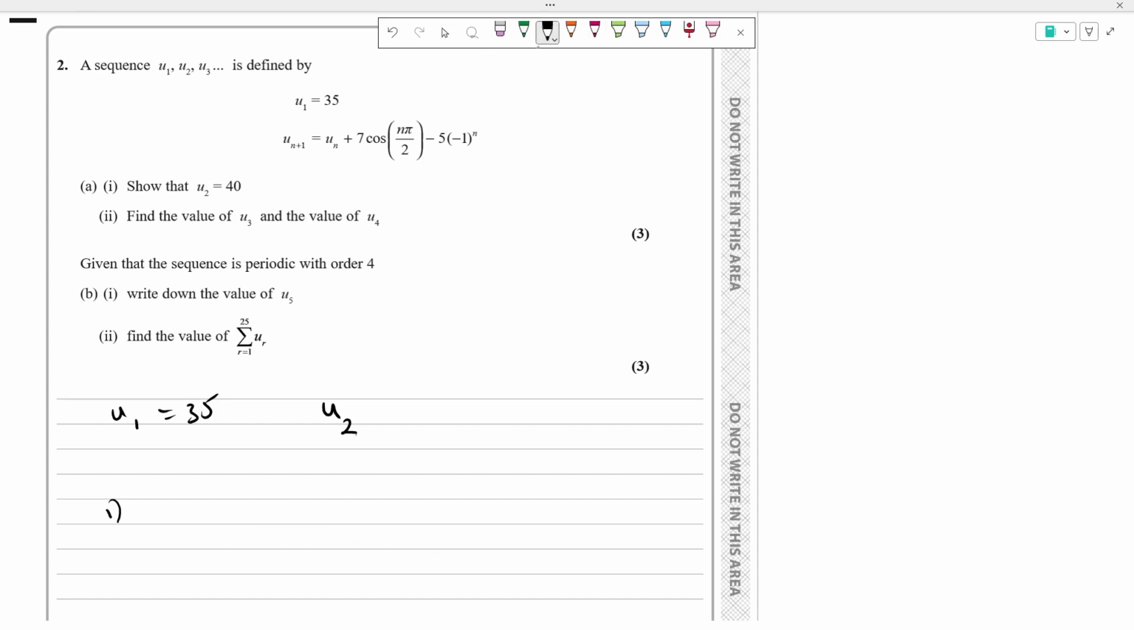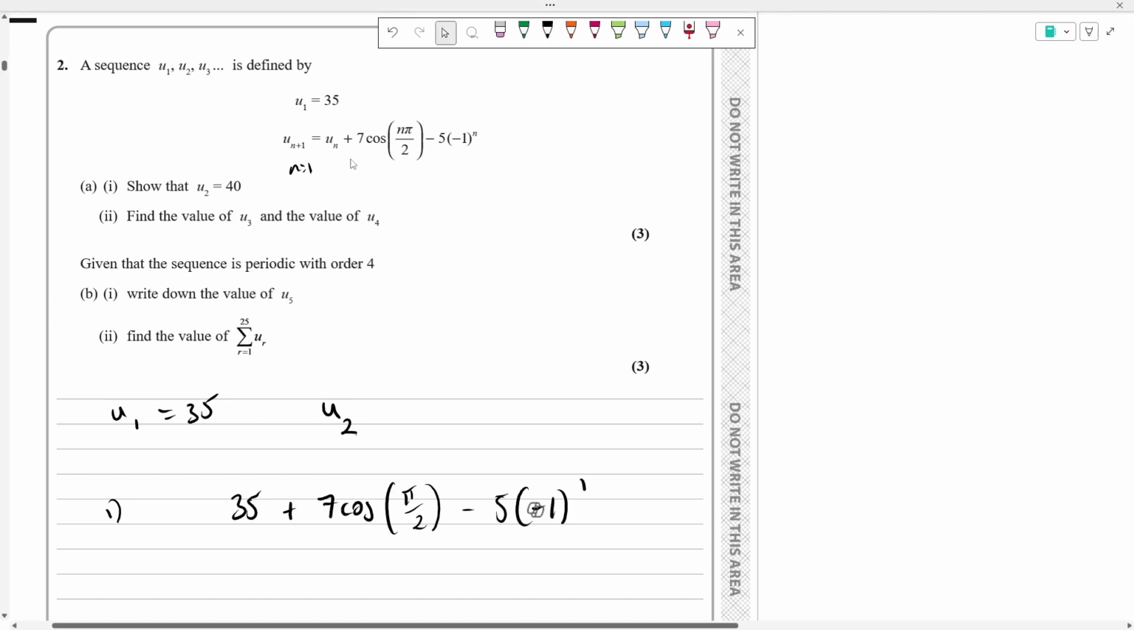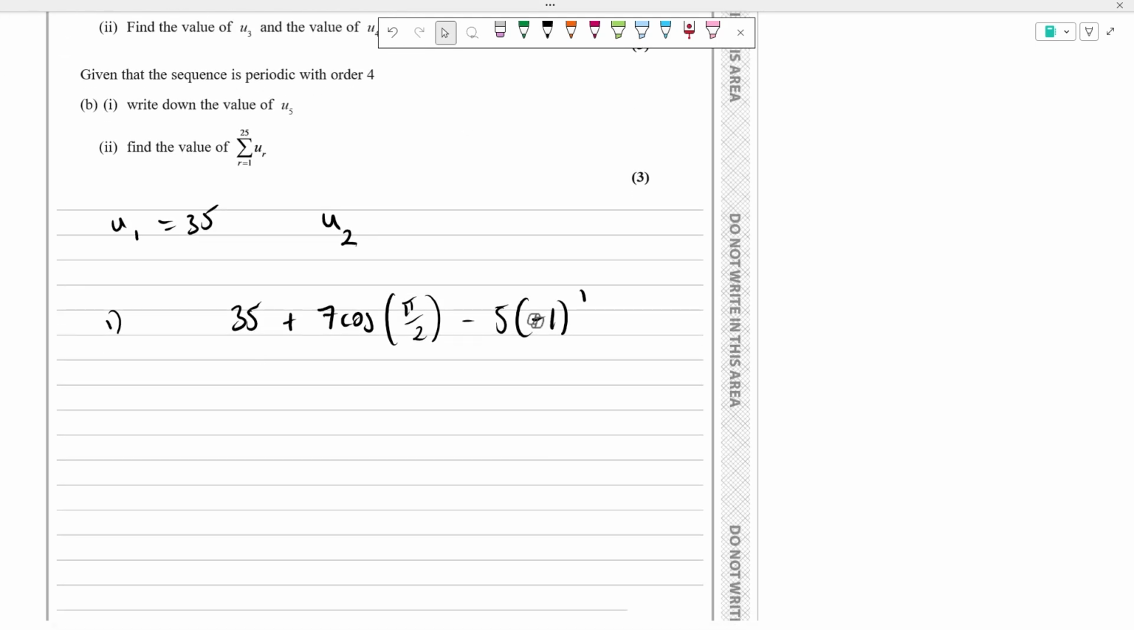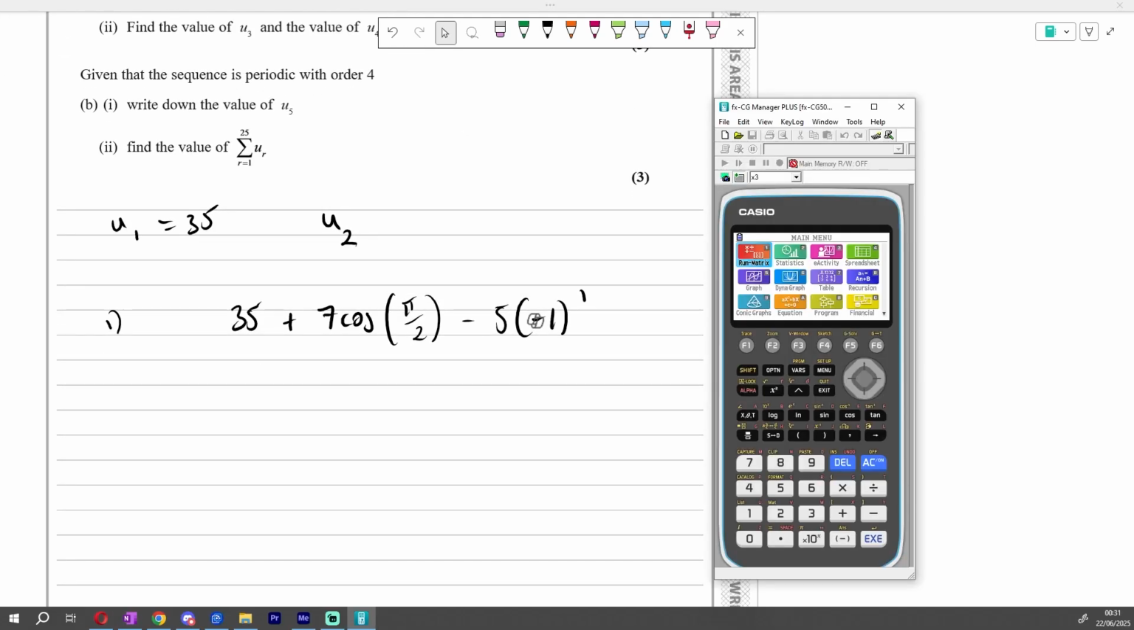So we're going to do 35, and essentially I'm just putting this 35 into this formula here, and n will equal 1 as well. So we're going to do 35 plus 7 cos of 1 times pi, which is just pi, over 2, minus 5 to the minus 1 to the power of 1, because again, n is 1. Now what I'm going to do is just put this right into my calculator, like so.